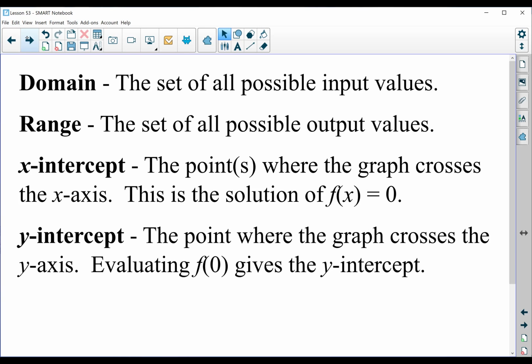The y-intercept is the point where the graph crosses the y-axis. To find the y-intercept, you plug 0 in for x and just evaluate the function from there. So a little bit easier to find the y-intercept than the x-intercept. And there can be more than one x-intercept, but there's only one y-intercept if we have a function.